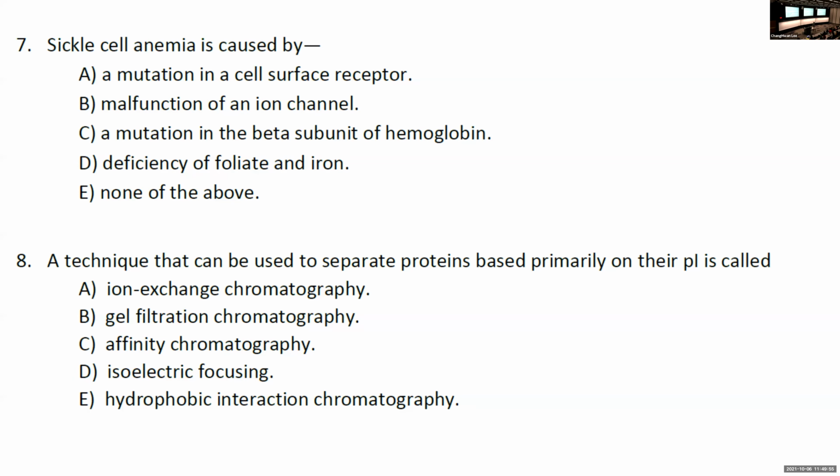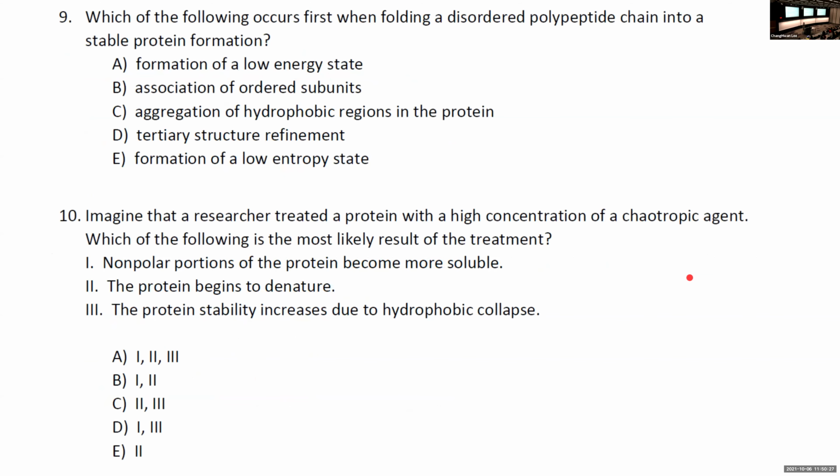C is the right answer. So it's pretty straightforward, so I'm going to just go ahead. Number 8. It is D. So pI is basically an isoelectric point, right? So it uses that property. And it basically precipitates protein when the protein gets to the pI, right? Number 9.